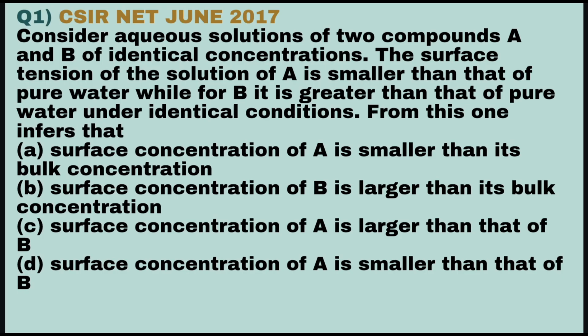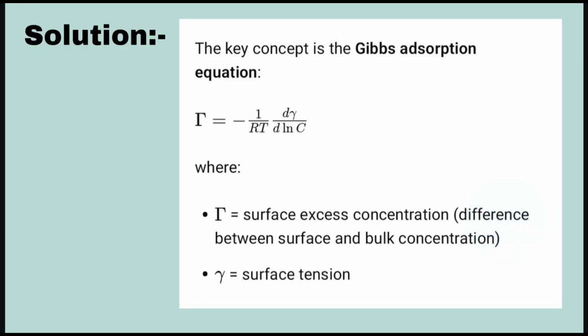Option A, surface concentration of A is smaller than its bulk concentration. Option B, surface concentration of B is larger than its bulk concentration. Option C, surface concentration of A is larger than that of B. And option D, surface concentration of A is smaller than that of B. Now let's see the solution.